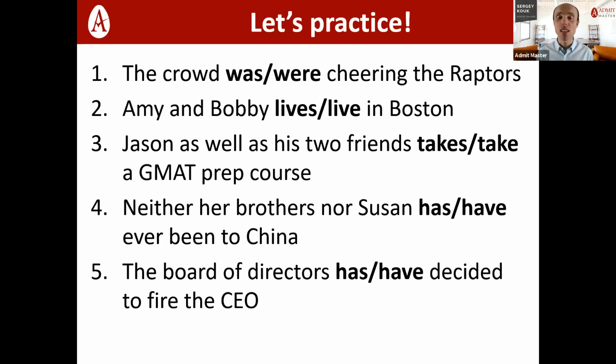In this case, the subject is Jason, and as well as his two friends is additional information. It's called the modifier phrase. So it's really important to understand what is actually the subject here. It is not Jason and his two friends. It is Jason as well as two friends. That's really, really important. And is different from as well as. I know we often use these words interchangeably, but they don't mean exactly the same thing.